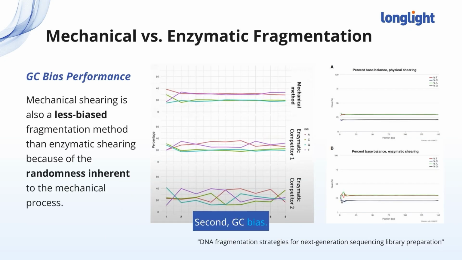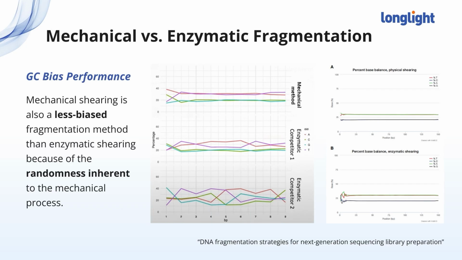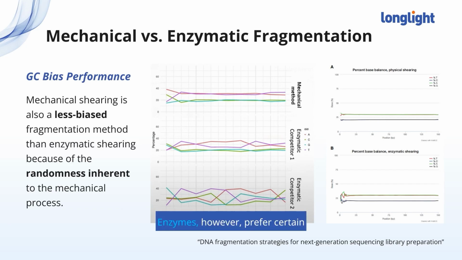Second, GC bias. Fragment size is not the only issue. GC bias matters just as much. Mechanical fragmentation creates breaks by random physical forces, so GC-rich and AT-rich regions are treated almost equally. Base composition plots before and after shearing look very similar. The curves stay flat and close together. Enzymes, however, prefer certain sequence motifs. Some GC-rich regions are cut more, others less, which produces bias and uneven coverage. That shows up later as unstable variant calls and missing mutations.